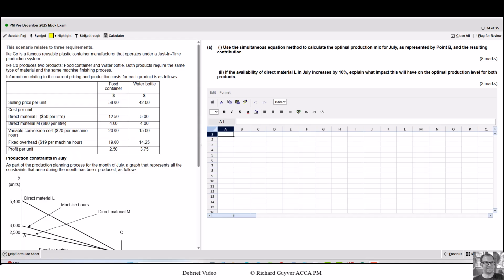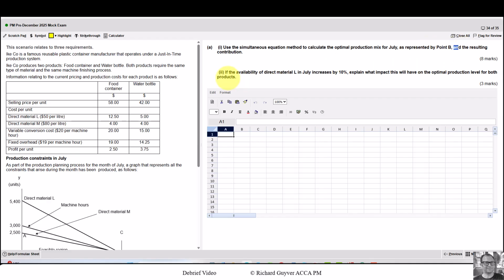Now on to this question, ICCO. I'm going to go through the requirements. We've got to first use simultaneous equations to calculate the optimal production mix for July as represented by point B and the resulting contribution. So two things we need to do there.